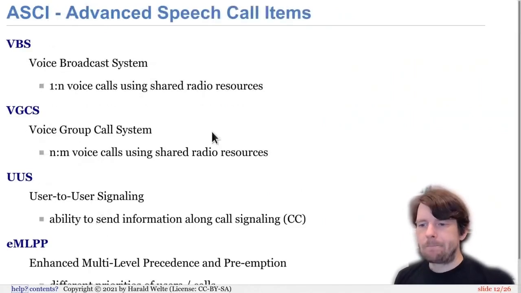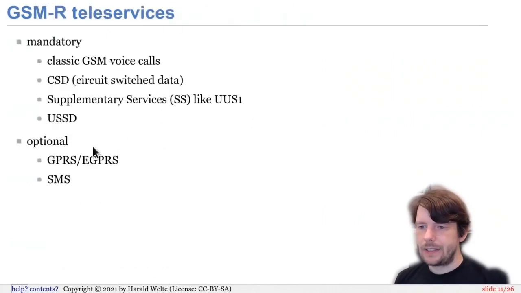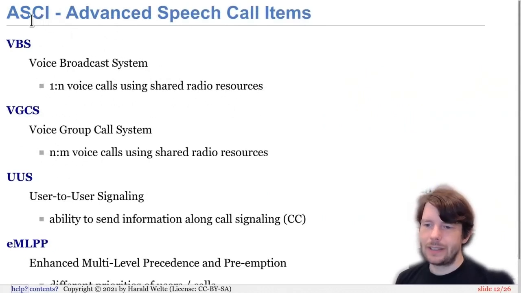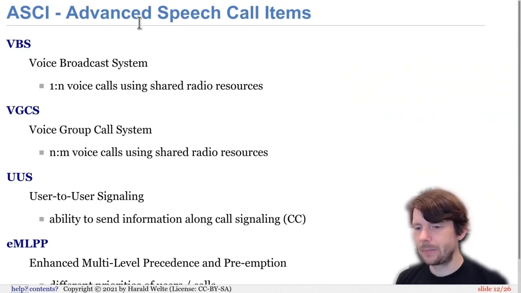So then we have these additional new GSM-R related services, which are sometimes called ASCI, not the American Standard Code for Information Interchange. There's one I less, so it's the Advanced Speech Call Items, which are split up in VBS, the voice broadcast system. That's the one-to-N calls I mentioned before. Then there's VGCS, the voice group call system, the N2M voice call use case.